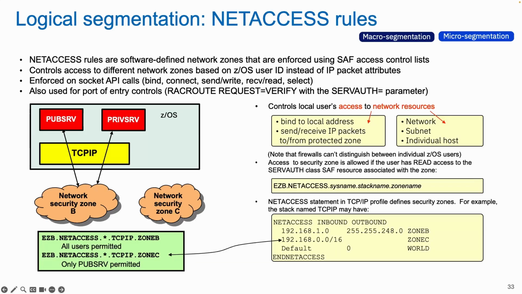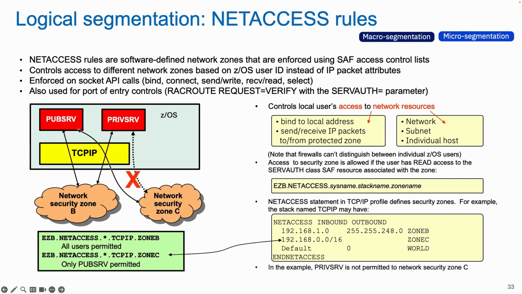So the SAF resource name would be something like EZB.NETACCESS.systemname.stackname.zonename. On the left here, you can see I have zone B and zone C SAF profiles defined, and I have only PubServ permitted to zone C. So PriveServ doesn't have access to zone C in this case.